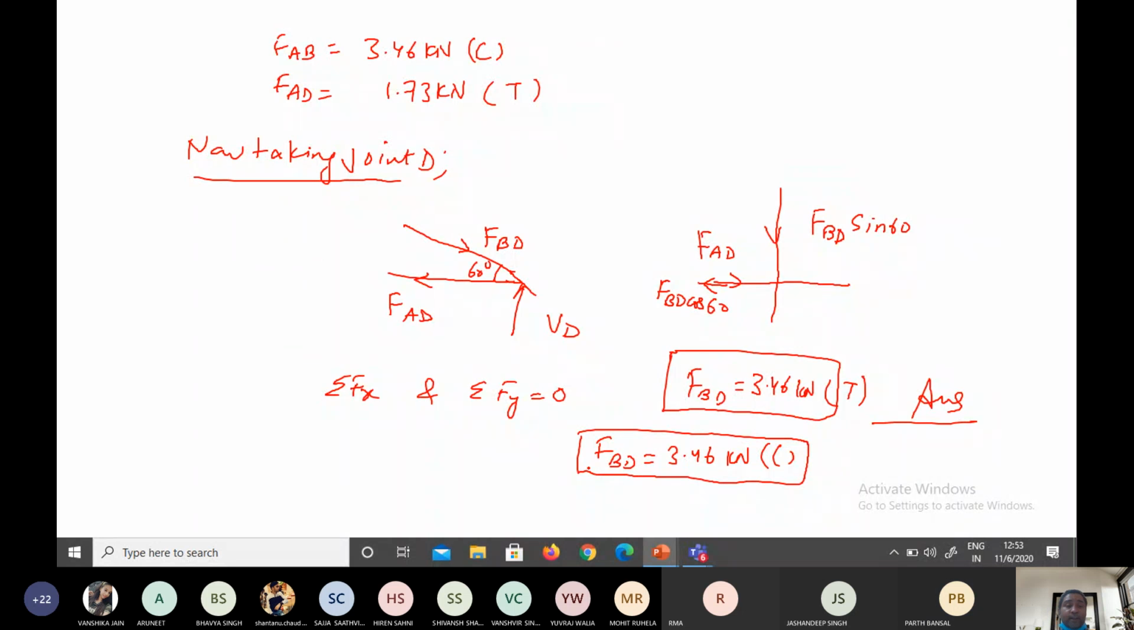So in the end you have to make a table. I forgot to tell you about the table. You have to make the table in the end, and the table should be like that. This table also carries some marks, so don't forget to make this table.